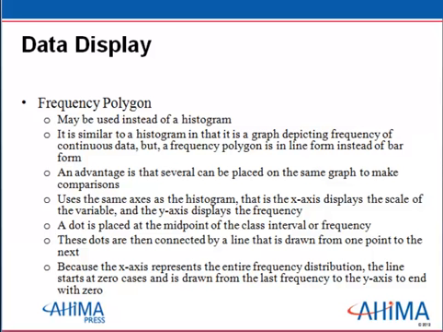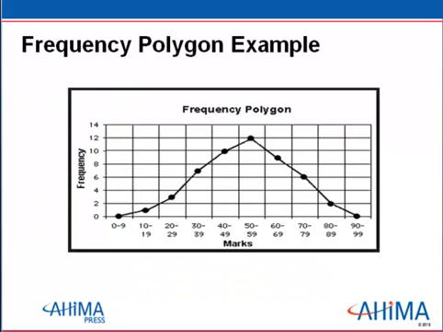A dot is placed at the midpoint of the class interval or frequency. A line is drawn from one point to the next and connects the dots. Because the x-axis represents the entire frequency distribution, the line starts at 0 cases and is drawn from the last frequency to the y-axis to end with 0. This is an example of a frequency polygon.